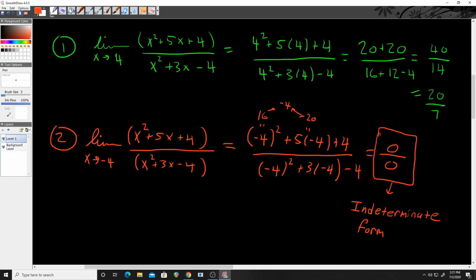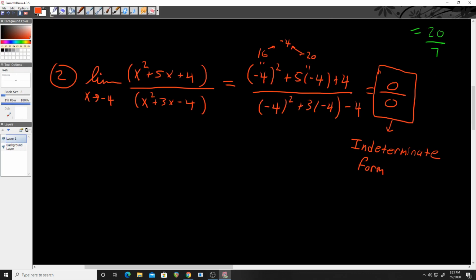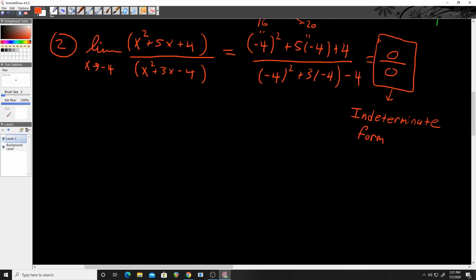So in other words, we don't know what the answer is. Is it 0? Is it undefined? We don't know. Is it some other number? Again, we don't know. So this is when we have to start factoring. Yeah, we have to factor now. That's what separates this problem from the previous, and most problems of this type are like this. So let's go ahead and factor the top and bottom.